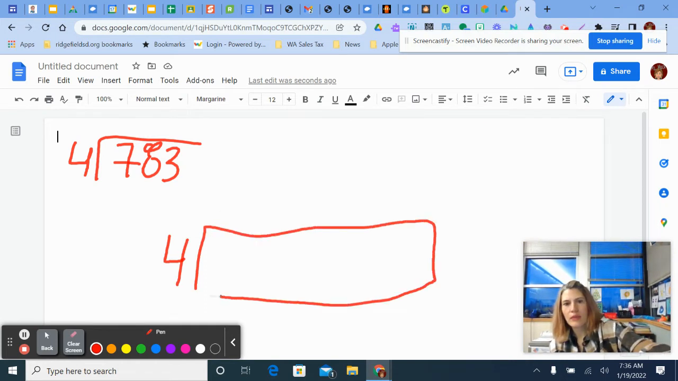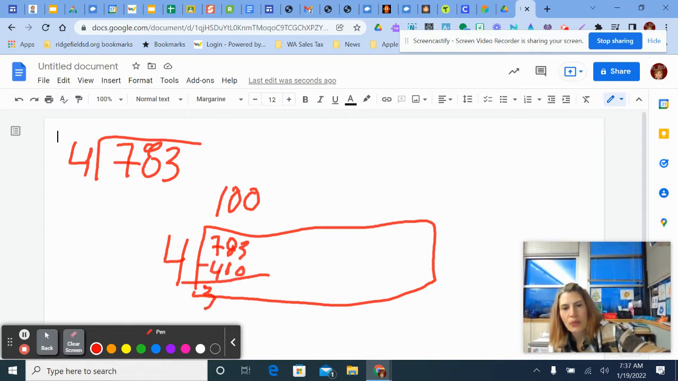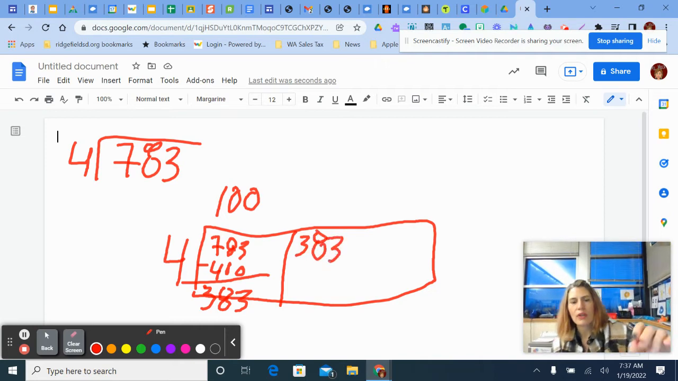So what we're going to do is we'll have the 4 and we'll think of a number that we can multiply 4 by to take the biggest chunk away, just like we've done for the other strategies. So, for example, I could say that 4 times 100 is 400. That would take a big chunk away. So I'm going to put 100 up here. I'm going to put my 783 minus 400, and that's going to equal 383.